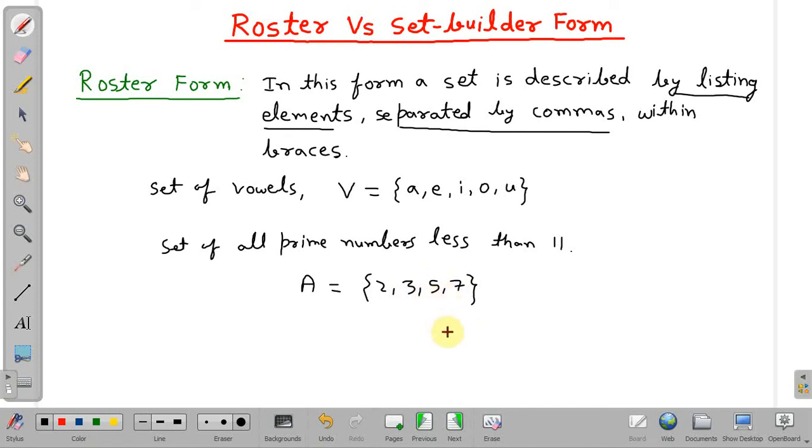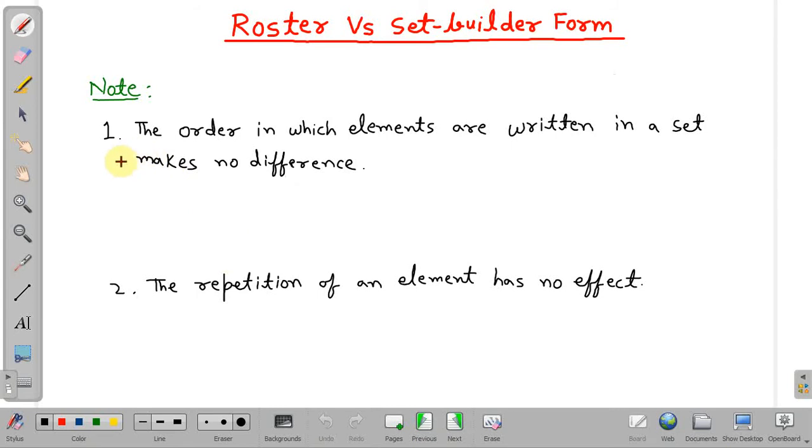Now please note down these two points. The order in which elements are written in a set makes no difference, so order doesn't matter. If we write the set of vowels as a, e, i, o, u, this is the same as u, o, i, e, a. Order does not matter in case of sets.